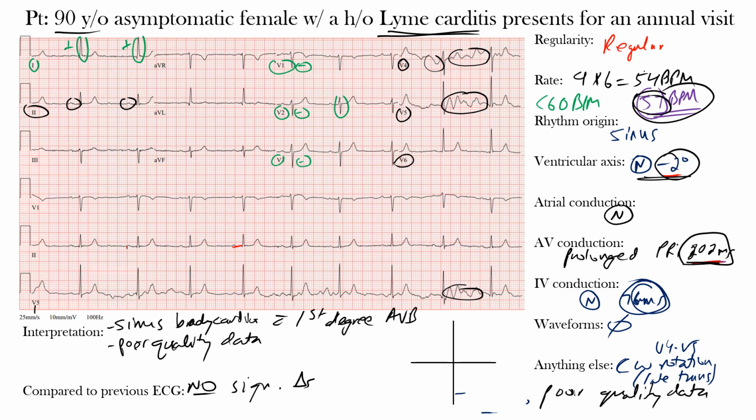So in conclusion, our 90-year-old asymptomatic female with a history of Lyme carditis that presents to her annual visit has an EKG showing sinus bradycardia with first-degree AV block and some poor quality data we saw. Well, that's the end of this week's EKG of the Week. I hope you learned something.